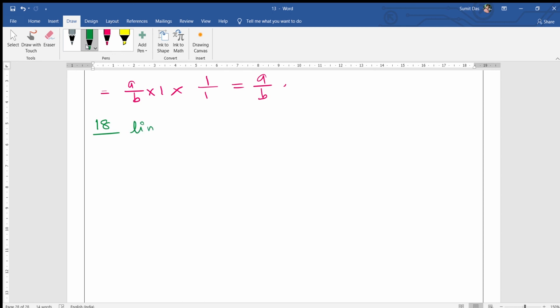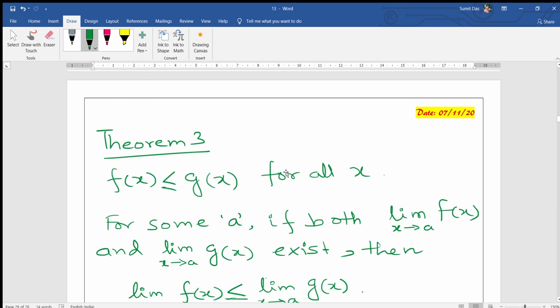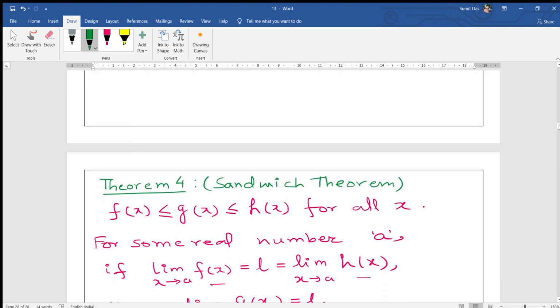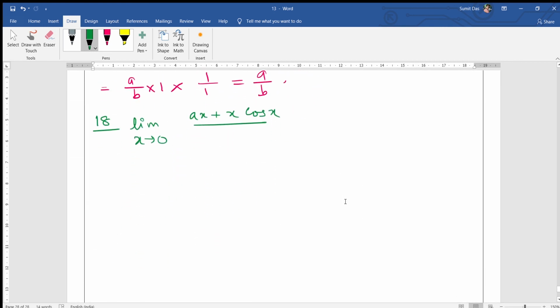Limit 18 is also the same. x tends to 0, ax plus x cos x, ax plus x cos x, divided by b sin x. If I did 18, then I will explain only 18, otherwise we have to do the same thing. It's okay, let's do it once, no problem.